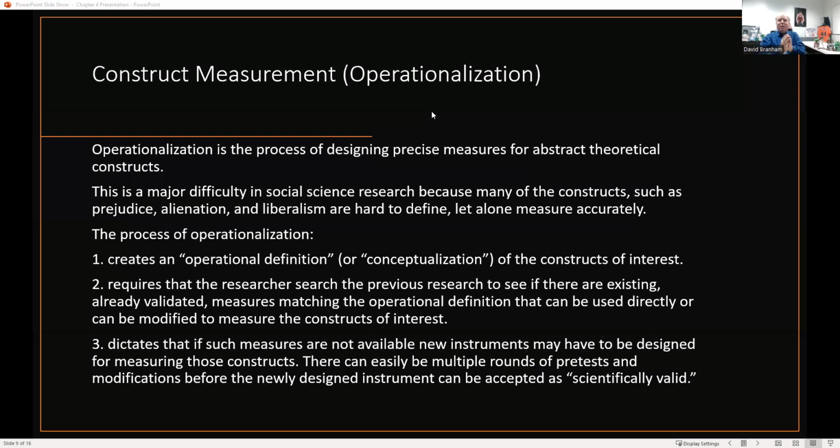Construct measurement, or operationalization, is one of the most difficult things in social sciences. As I mentioned before, operationalization is the process of designing precise measurements for abstract theoretical constructs. How are you going to precisely measure these concepts that we want to measure? For instance, dogmatism. How do you measure how much dogmatism a person has?